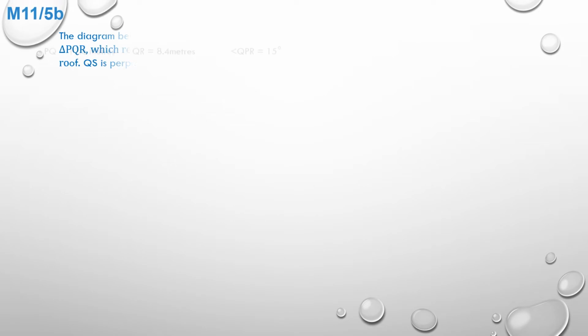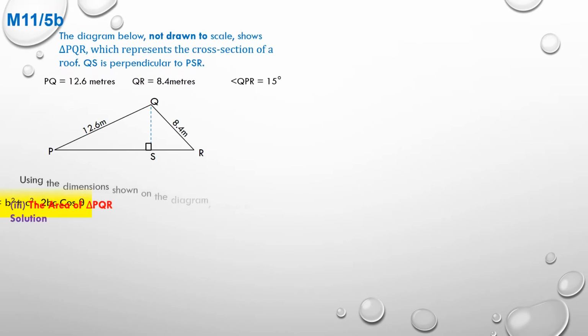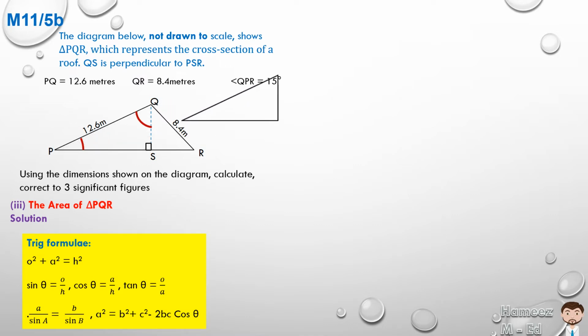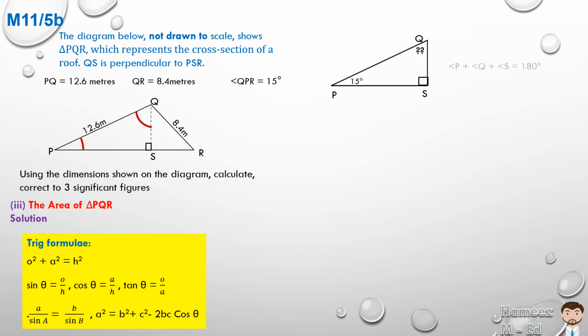Part 3 of the question, we are required to calculate the area of the triangle PQR, the entire triangle. So let's first work out the angle at Q, the angle PQS. So let's extract that triangle, the one on the left hand side, and we know the angle at P is 15 degrees and the angle at S is 90. So P plus Q plus S is equal to 180 because all three angles in a triangle add up to 180. So let's substitute 15 degrees plus angle Q plus 90 degrees is equal to 180 degrees.